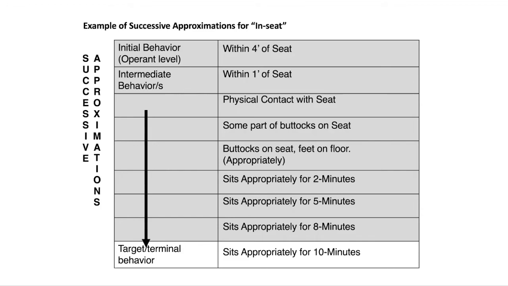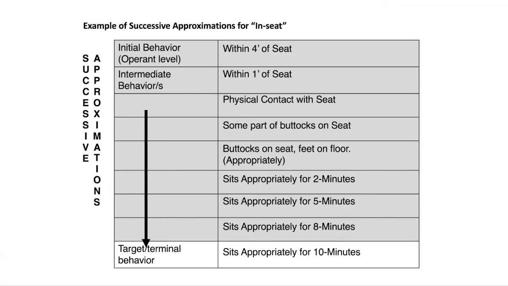Then we would make it a little bit more difficult to gain reinforcement. Now you have to put some part of your rear end on the seat. Even if it's sit your butt down, stand right back up. That earns reinforcement. Then we, again, shift that criterion to butt on the seat, feet on the floor, appropriately, whatever that means. And provide reinforcement for that, even if it's butt on seat, feet on floor, and then stand back up. And then we go sits appropriately. I'm doing air quotes, you can't see. Sits appropriately for 2 minutes, reinforcement. And then we do that for a while until that's learned.